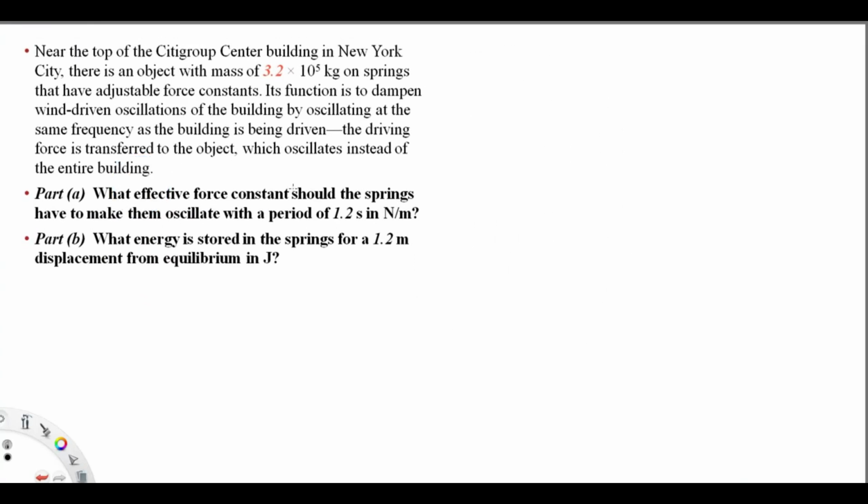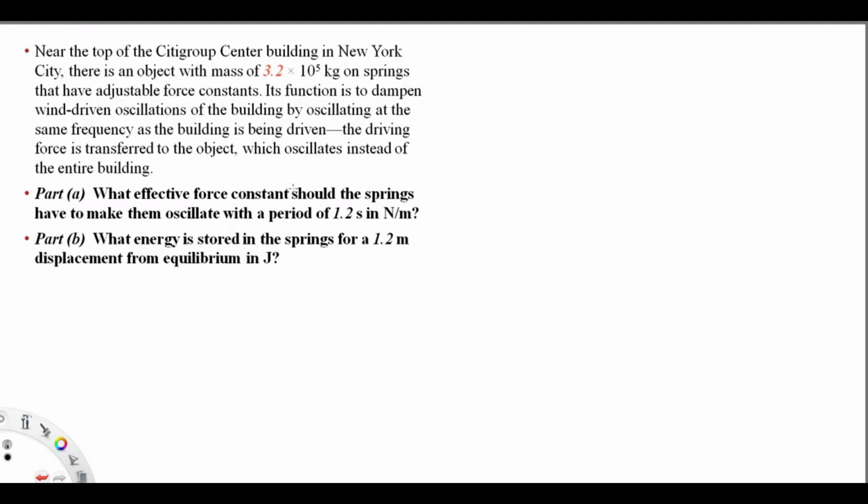Near the top of the Citigroup Center building in New York City, there is an object with mass of 3.2 times 10 to the 5th kilogram on springs that have adjustable force constants. Its function is to dampen wind-driven oscillations of the building by oscillating at the same frequency as the building is being driven. The driving force is transferred to the object, which oscillates instead of the entire building.